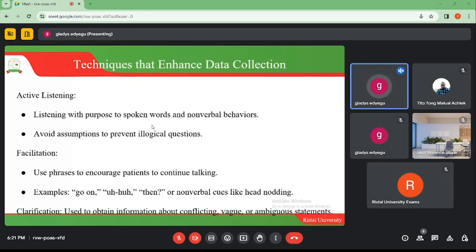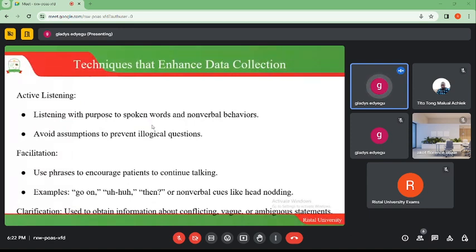So you should avoid assumptions. Do not assume what the patient is saying. You should listen to this patient very well and then allow them. Then facilitation. You should use phrases. Facilitation is just like helping the patient, leading the patient onto speaking more.